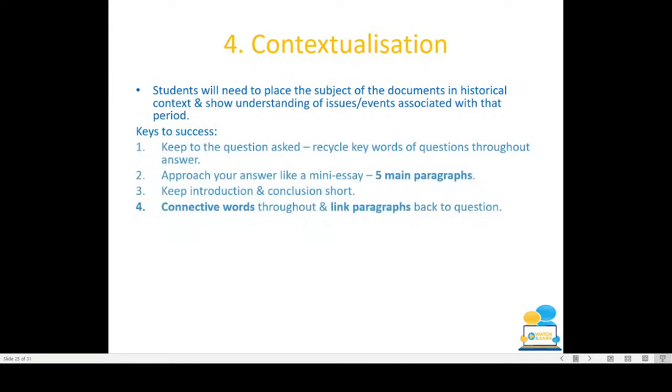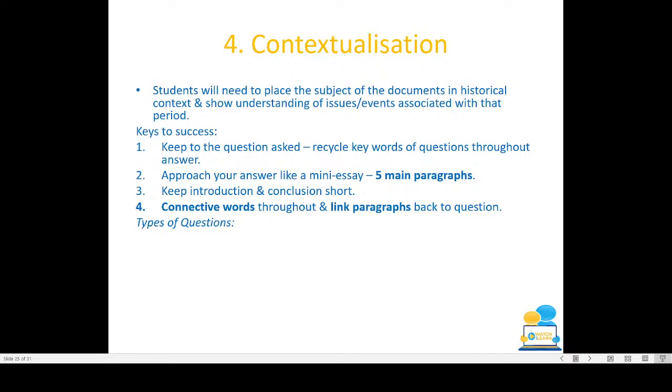So keys to success for a contextualization: we keep to the question asked, we recycle keywords of questions throughout the answer, and we approach this like a mini essay. So we have to write 5 main paragraphs with a really small intro and a really small conclusion towards the end. Keep the introduction and conclusion short. That's important. We're going to pick up most of our marks in these 5 main paragraphs. And what I always say, what top history students will be doing, they'll be using connective words throughout. They'll be linking their paragraphs back to the question. They'll be recycling the keywords of the question in their paragraph. Hopefully you'll see that in the sample answer that I give us towards the end.